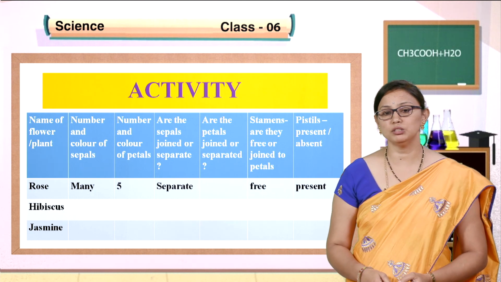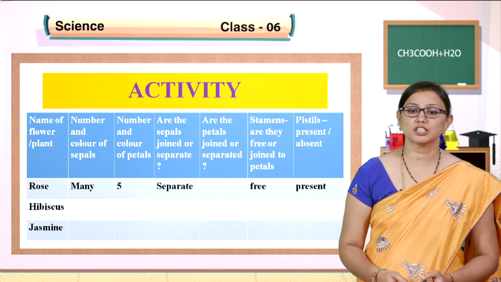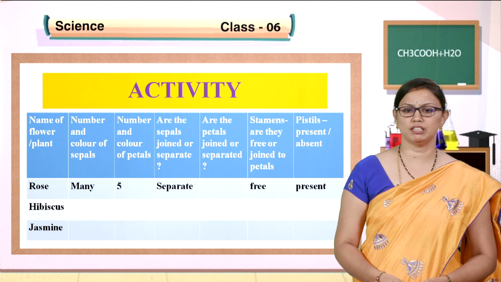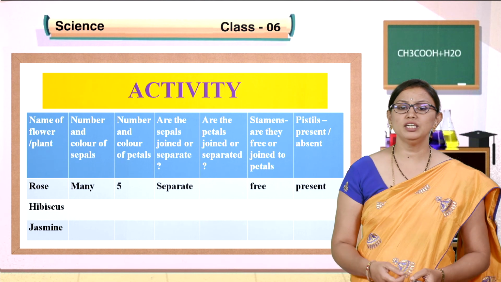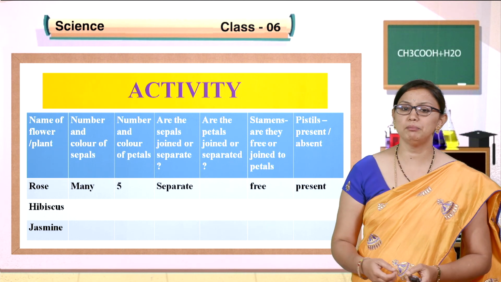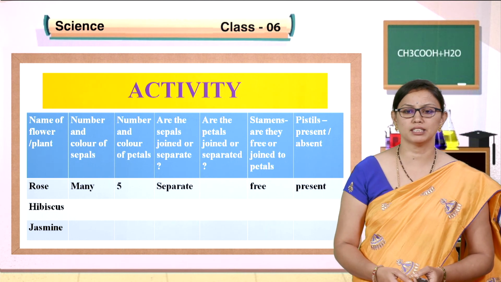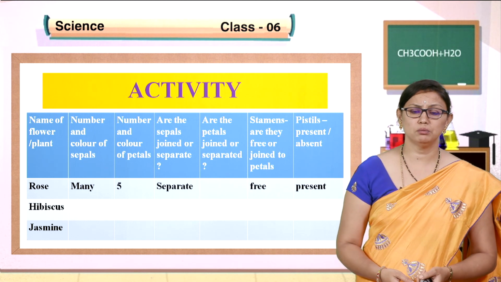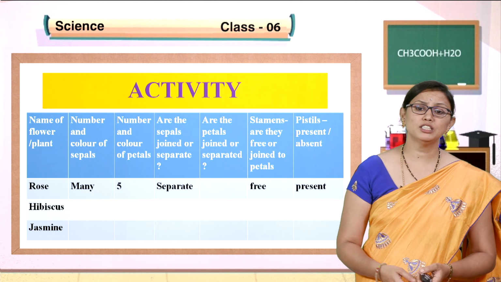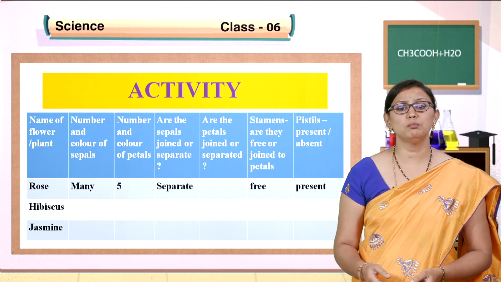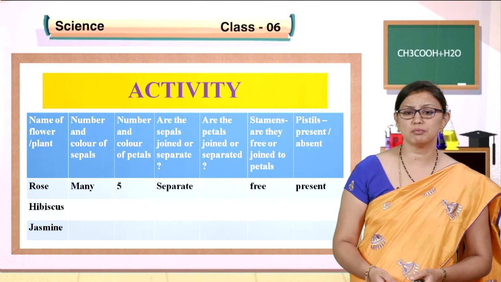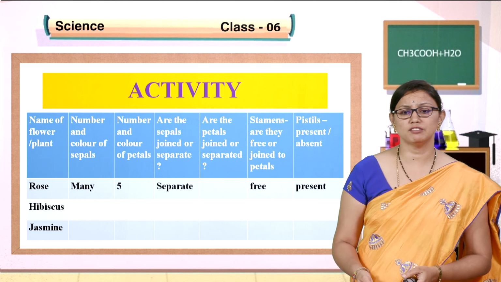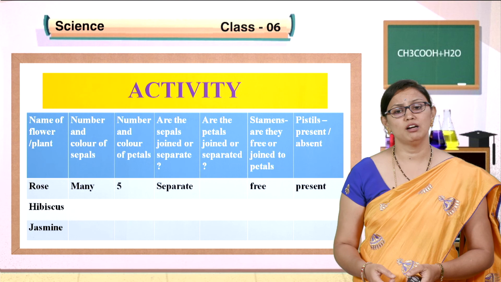In flowers we also have unisexual flowers and bisexual flowers. So what are unisexual flowers, children? Only one reproductive part will be present, either the male reproductive part or the female reproductive part. Examples are cucumber and papaya. And bisexual flowers are those where both the female reproductive part and the male reproductive part are present. Such flowers are called bisexual flowers.